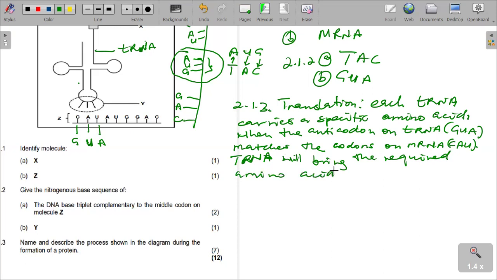The specific required amino acid is brought to what? As you can see, to the ribosome that is being shown here. The specific amino acid is brought by the tRNA to the ribosome, as you can see there.